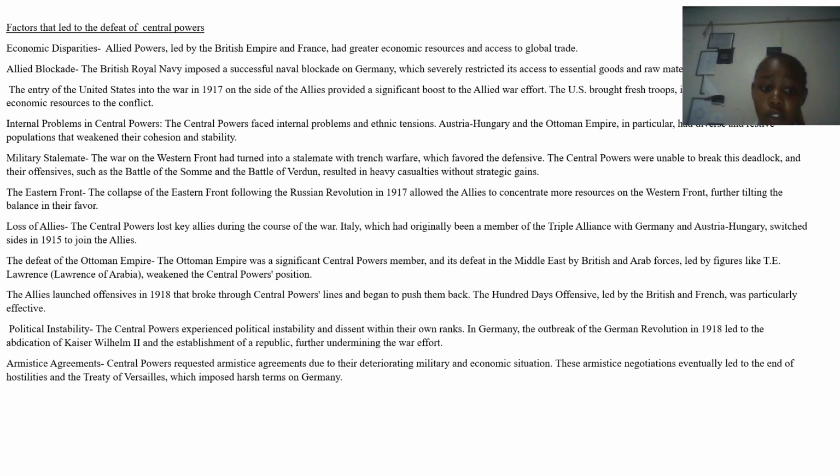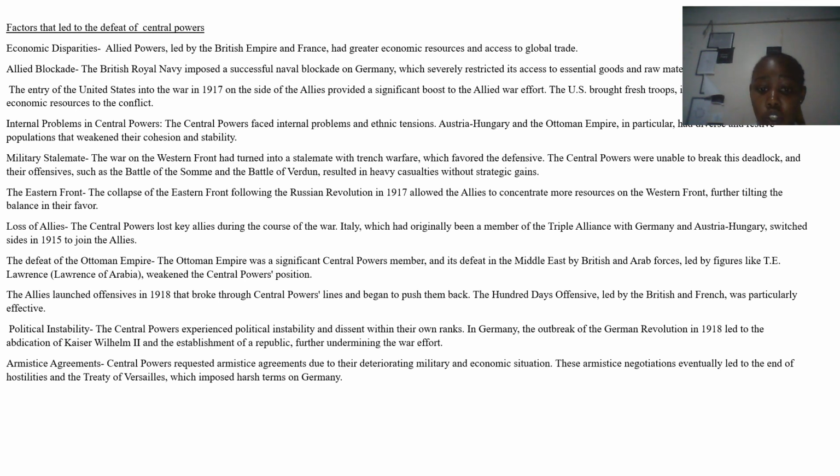Then the defeat of the Ottoman Empire. The Ottoman Empire was a significant Central Power member, and its defeat in the Middle East by the British and Arab forces led to their defeat. Then the Allies launched an offensive in the year 1918 that broke the Central Powers lines and began to push them back.